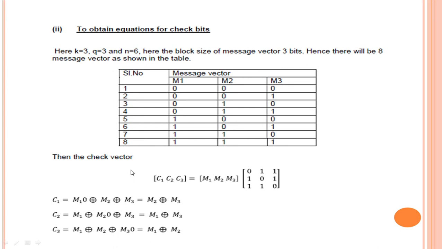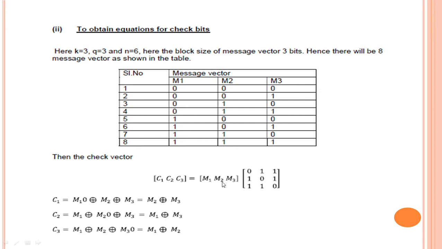So the check vector C1, C2, C3 will be equal to M1, M2, M3, because we have 3 message bits, so k takes the value 3, multiplied by a submatrix to generate the check bits C1, C2, C3. So the first check bit will be generated as M1 multiplied with 0, then modulo 2 added with the remaining 2 bits, M2 multiplied with 1 and M3 multiplied with 1.